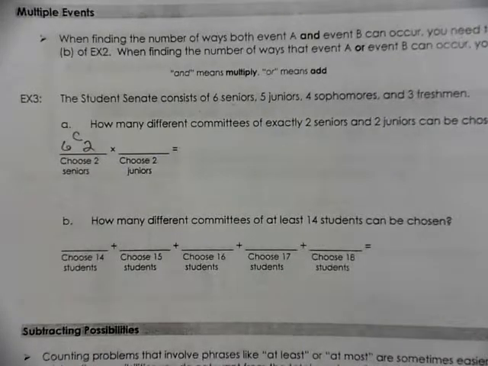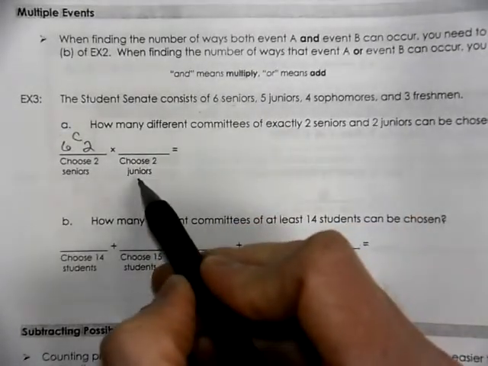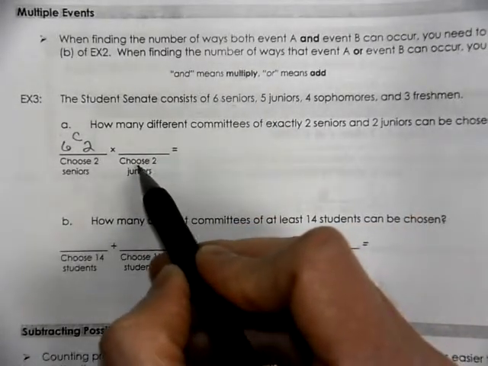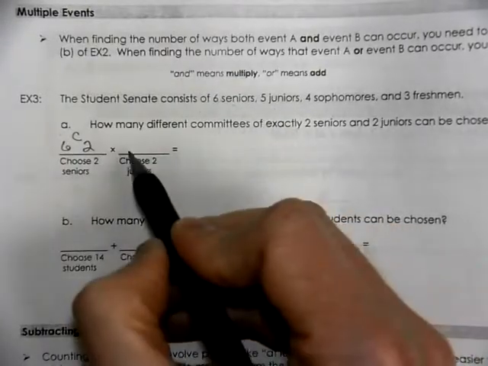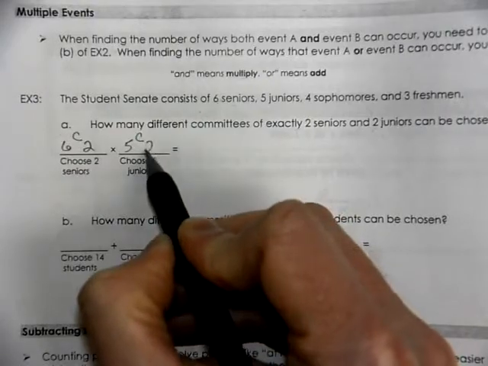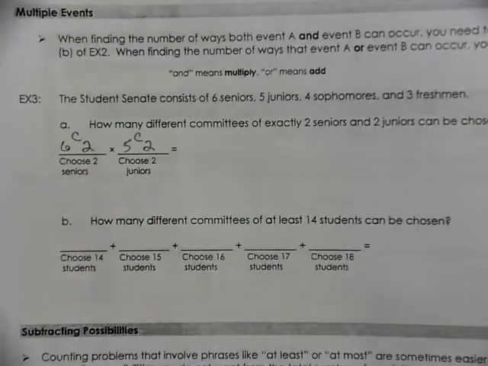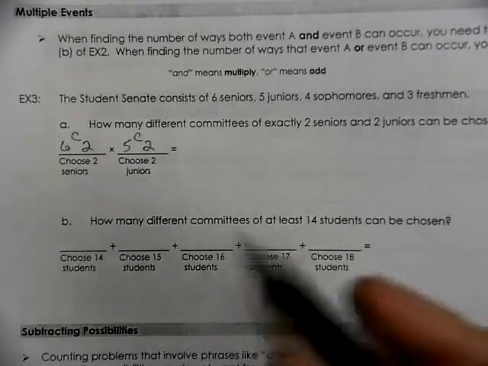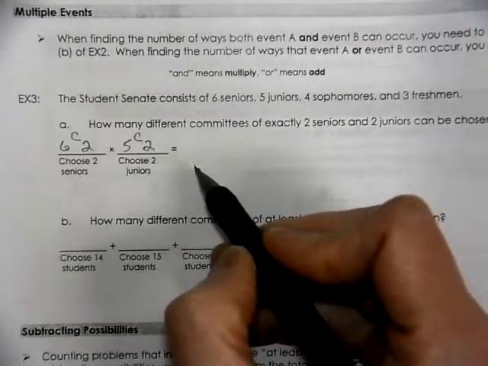It doesn't matter what order you pick them in. There's no president, vice president, secretary. Order doesn't matter. It's just going to be choosing 2 for a random committee. Then you're going to choose 2 others from the junior class, and the juniors have 5 representatives, and you're going to choose 2 of them. How many different ways could this occur? How many different committees could possibly be formed?